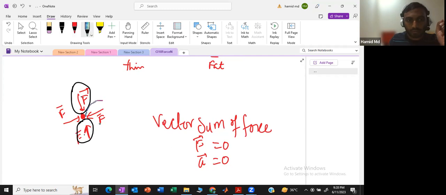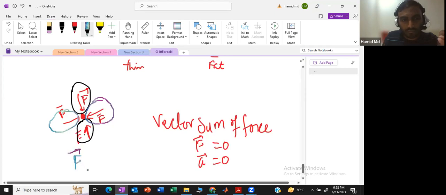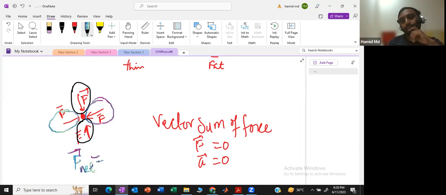Similarly, these two forces will cancel each other. So what is the net force on this object, F vector net? What is the magnitude of F net? It's 0. I won't confuse you. I will write simply what you said. Okay. Agree? Yes, sir.